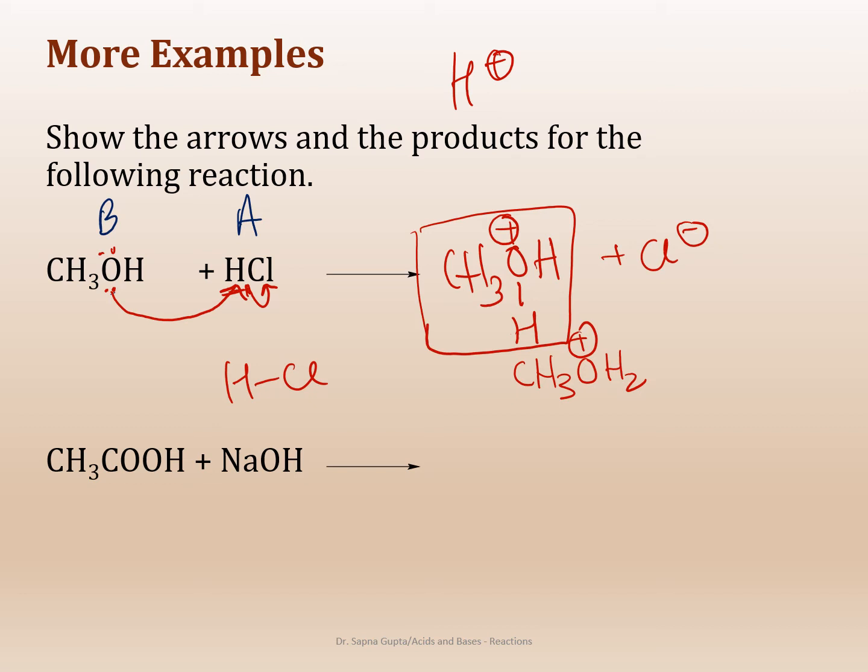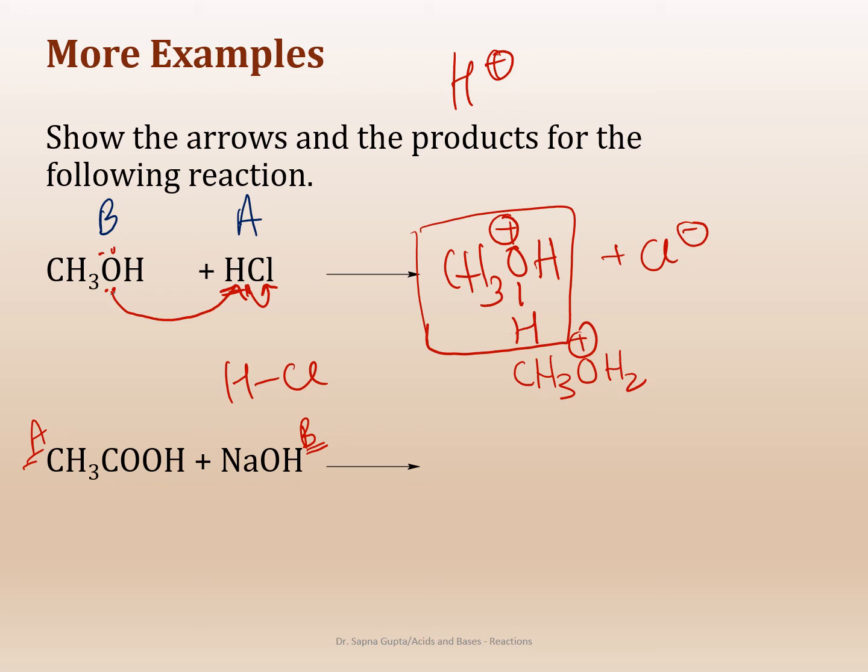Okay, so now in the next one, we have CH3COOH and sodium hydroxide. Clearly, this is the base, and carboxylic acids is, of course, the acid family of organic chemistry. So this is the acid. That is always your first task: what is my acid? What is my base?